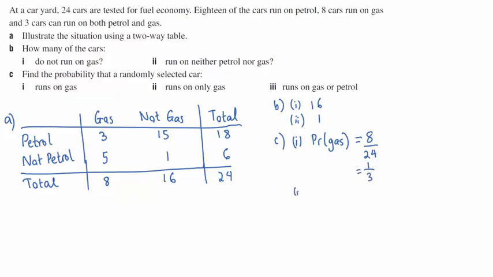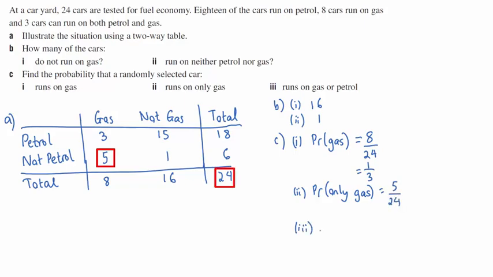The second part of the question asks us to find the probability that the car only uses gas. That is, it doesn't also use petrol. So looking at our table, we see that 5 use gas and not petrol. So the probability will be 5 over 24.